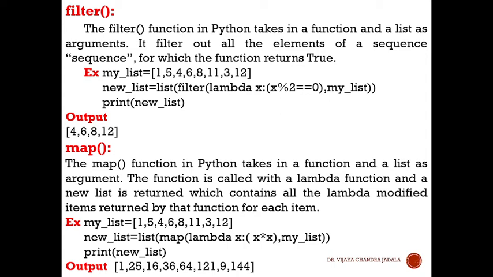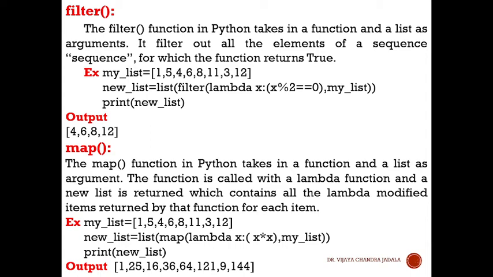Next, 11 divided by 2, the remainder will be 1, so it will not be in the new list. 3 divided by 2, the remainder will be 1, so it will not be in the new list. And 12 divided by 2, the remainder will be 0, so it will be in the new list. Finally, all the even numbers will be in the new list. This is about the filter function.